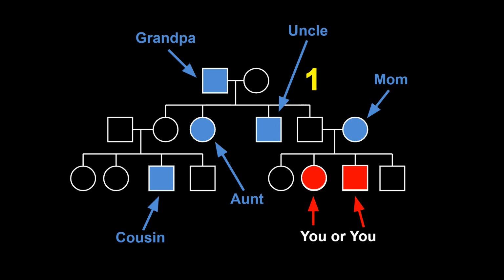Now, also on here, we can see we have 3 generations. So we have your grandparents' generation, your parents' generation, and your generation. So as you can see, it's broken down in that way as well.